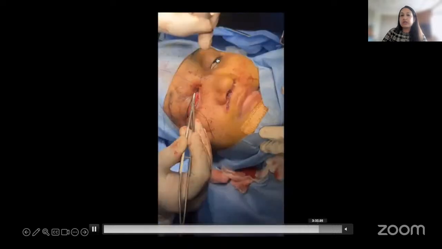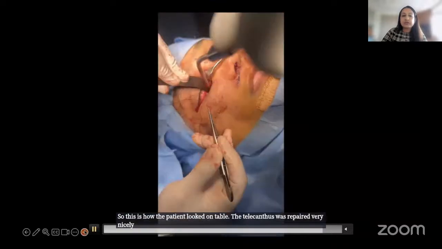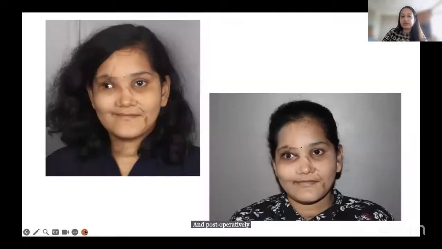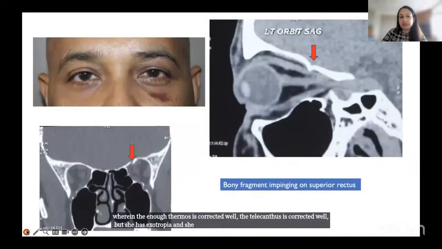So this is how the patient looked on table. The telecanthus was repaired very nicely. And post-operatively, I have a 3-week picture wherein the enophthalmos is corrected well, the telecanthus is corrected well, but she has exotropia and she needs a squint correction.